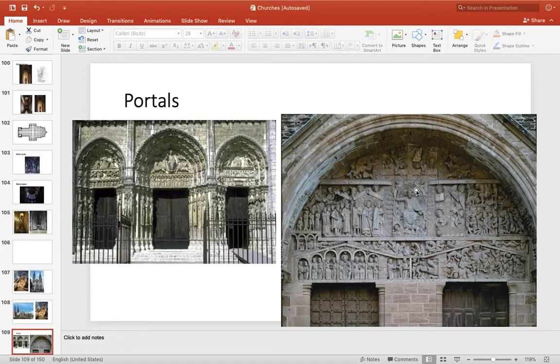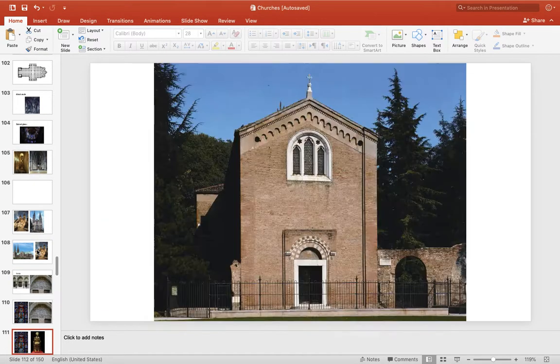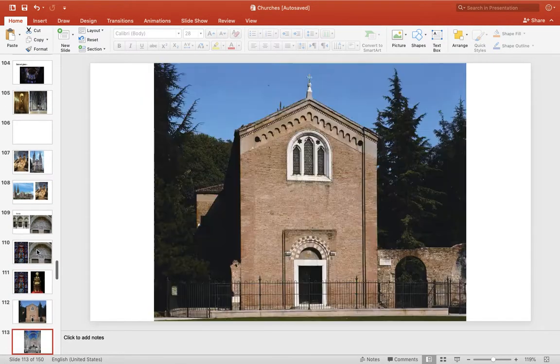The portals. Last Judgment portal, Gothic portal. Everything is expanded. Here you have a larger portal over here. We'll get to that one later. And of course, stained glass, and that's St. Foy.